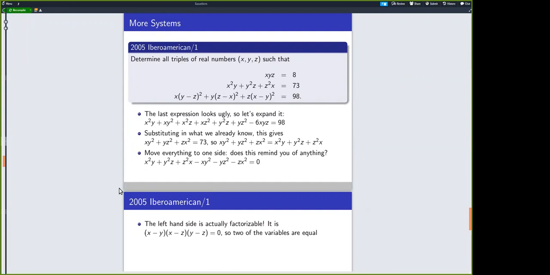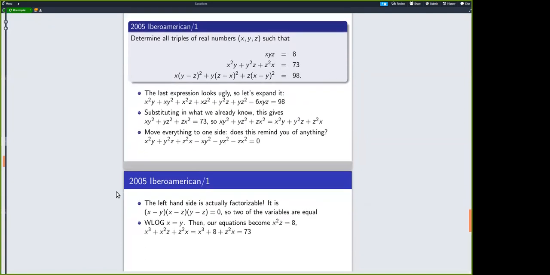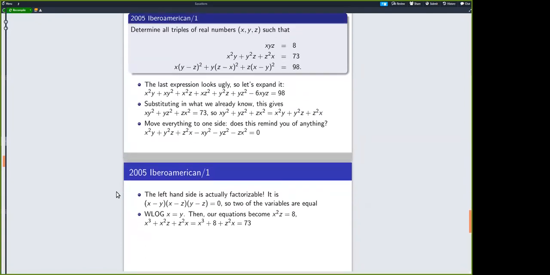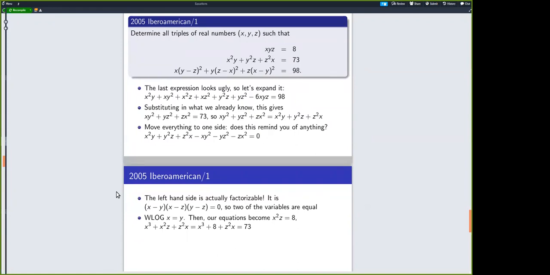So x equals y, and now let's just plug back into our original equations. The first equation becomes x squared z equals 8, and the second equation becomes x cubed plus x squared z plus z squared x is equal to 73. But since there's an x squared z inside and we know that's 8, we have x cubed plus 8 plus z squared x equals 73. So after we notice the substitution and this factorization, the question as a whole becomes pretty routine.